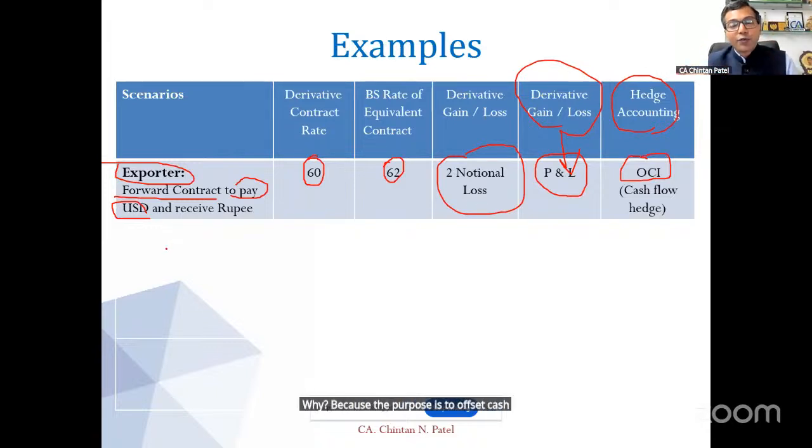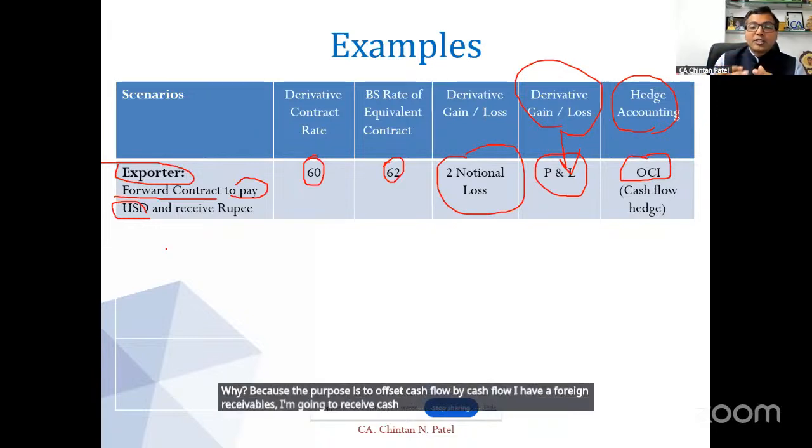Why? Because the purpose is to offset cash flow. By cash flow, I have foreign receivables. I'm going to receive cash from my customers, and I want to hedge that cash. So what I'm hedging is the fluctuation in the amount to be received, as a cash flow hedge. If it is effective, it will be part of my OCI.